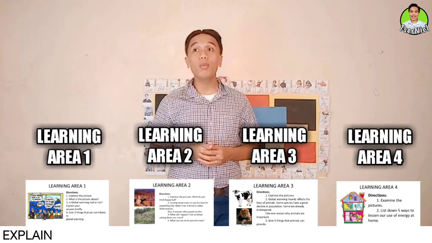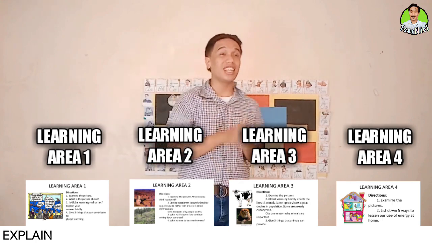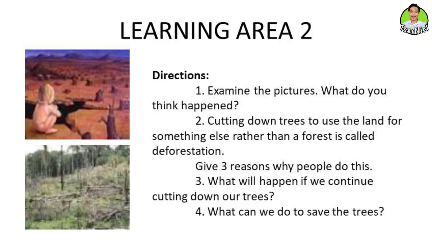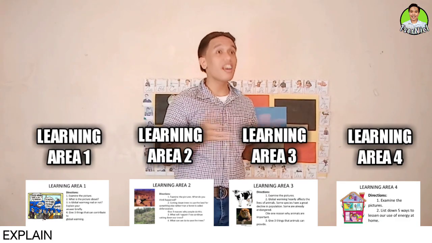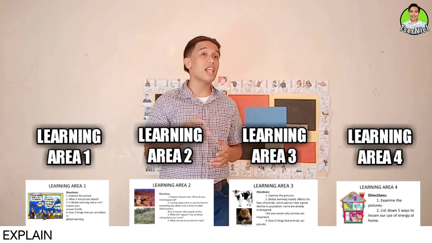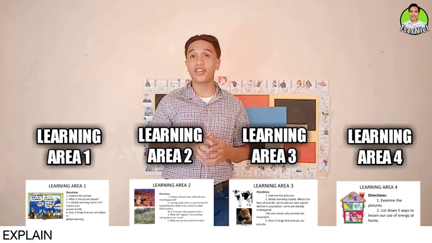Let us give group 1 3 claps. 1, 2, 3. Let us proceed with group 2. Please stand up. What happened in the pictures? There is deforestation, right? Now, deforestation is when we use the land for something else rather than a forest.